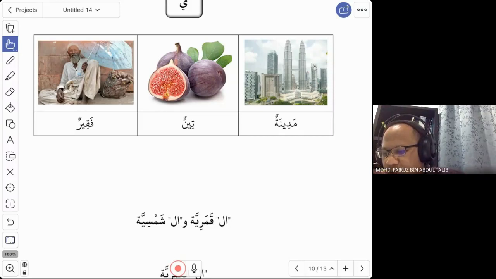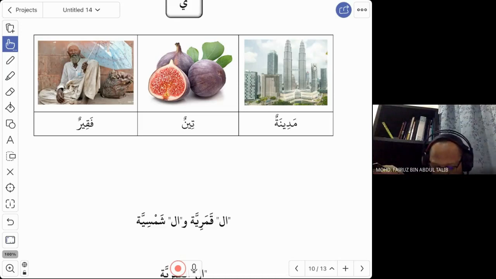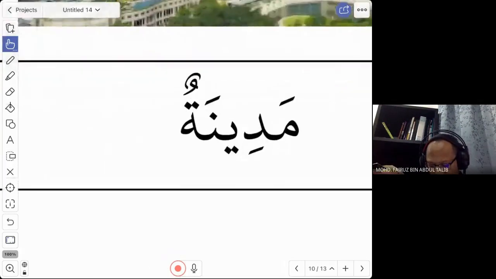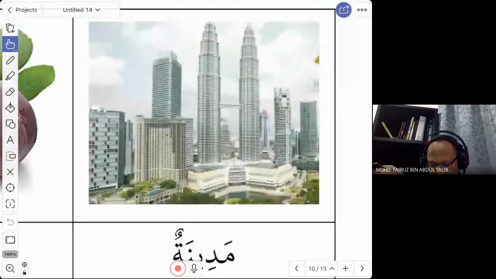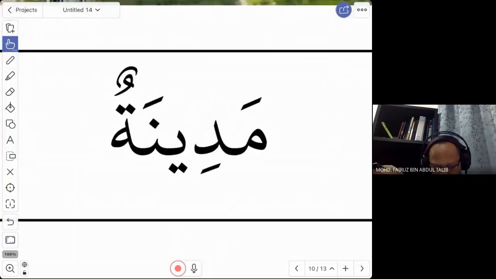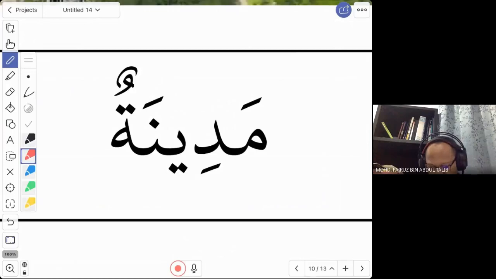Okay, want to try this? Yes. Musfik, now try this one. What is it? This is a city. So just try like what we did just now. The first letter. What is the first letter?